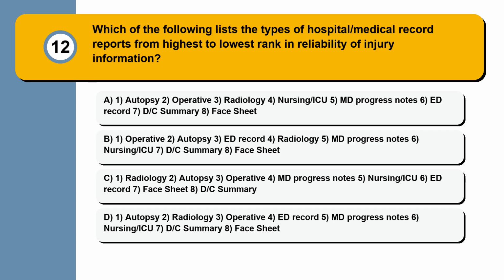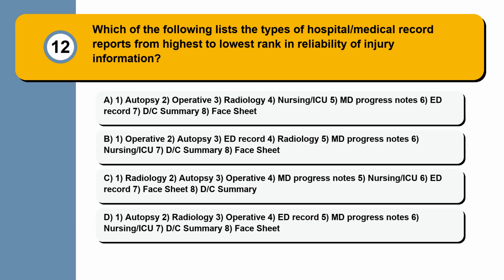Question 12. Which of the following lists the types of hospital/medical record reports from highest to lowest rank in reliability of injury information? 1. Autopsy 2, operative 3, radiology 4, nursing/ICU 5, MD progress notes 6, ED record 7, D/C summary 8, face sheet. 1. Operative 2, autopsy 3, ED record 4, radiology 5, MD progress notes 6, nursing/ICU 7, D/C summary 8, face sheet.